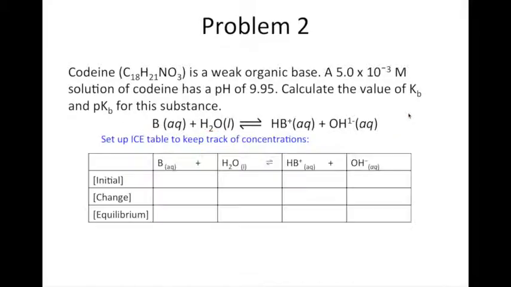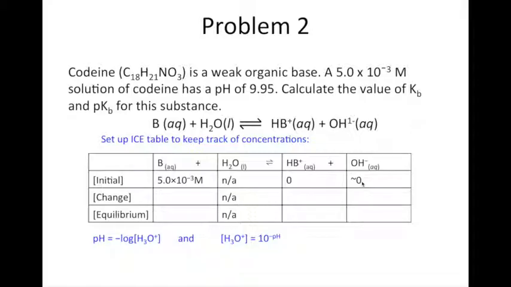Next, let's set up an ice table. Again, here we have B representing codeine, and here we have our equation. Then let's plug in our concentrations. Our initial concentration of codeine was given. Our water is not applicable here since its concentration is constant. Our HB, our protonated codeine, initial concentration is 0, and hydroxide is approximately 0. Again, there's a very small amount of hydroxide in pure water, but we can neglect that here.